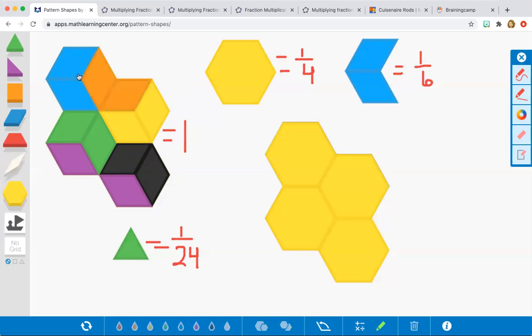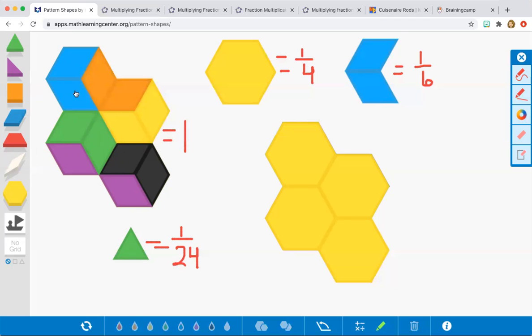So here I can see this now whole, these 4 hexagons, or the area, the space of 4 hexagons. And now I can see that divided into 6 equal areas: the blue, the orange, the yellow, the green, the purple, and the black. So each of these areas, 2 of these rhombi together, is then 1/6.